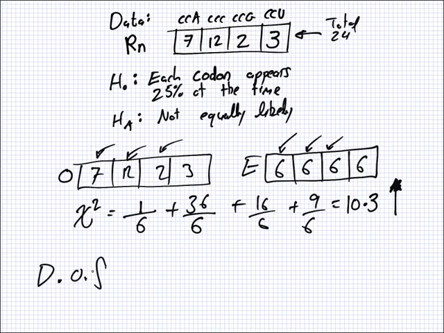Degrees of freedom. Now, this is the only complicated idea really for this lesson, so just pay attention carefully. You go back to the data here. Imagine you've done this experiment, and your experiment is you take a sample of 24 codons, and you count the appearance of each.